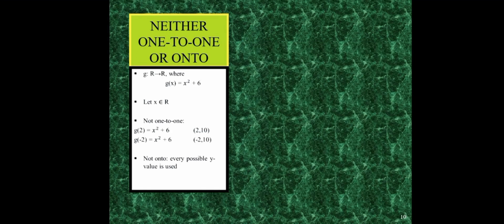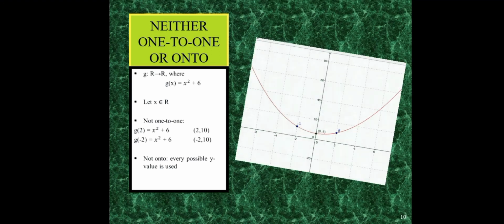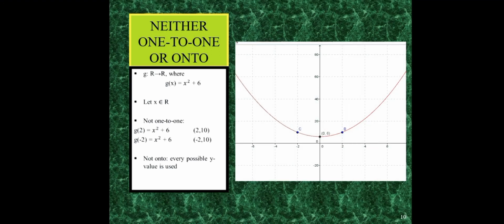So lastly, for neither one-to-one nor onto, function x squared plus 6 is an example of neither one-to-one nor onto. Not one-to-one because one element in the domain has more than one element in the codomain, which is 10. So we have 2, 10, and negative 2, 10. So there is more than one element in the codomain. Not onto because not every possible y value is used.